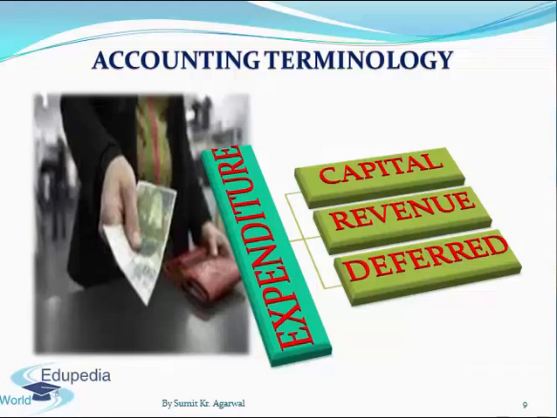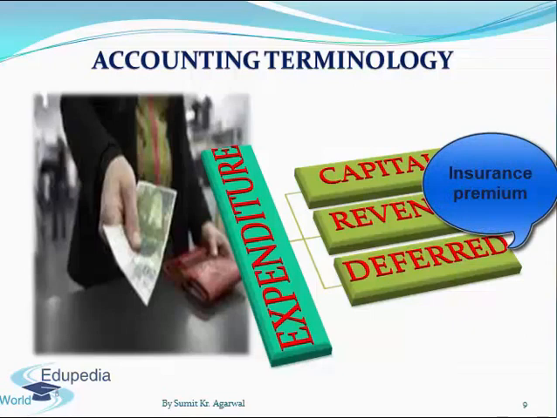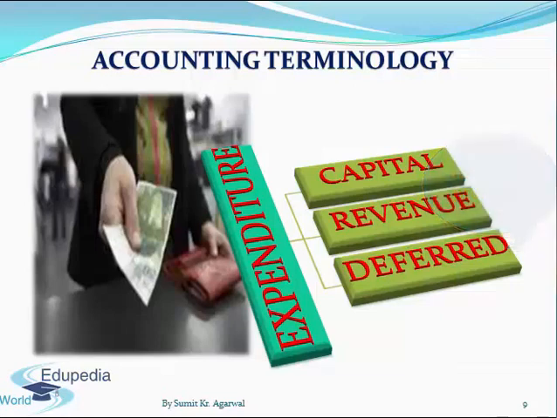A very good example of deferred revenue expenditure is insurance premium. For example, the accounting year is about to end on 31st of March for a particular year, whereas the insurance premium paid is valid till December of that year. So the insurance premium has been paid for 9 months in advance. So though we have paid this insurance premium in this accounting period, but the benefit for these 9 months will come in next accounting period. So this is deferred revenue expenditure.